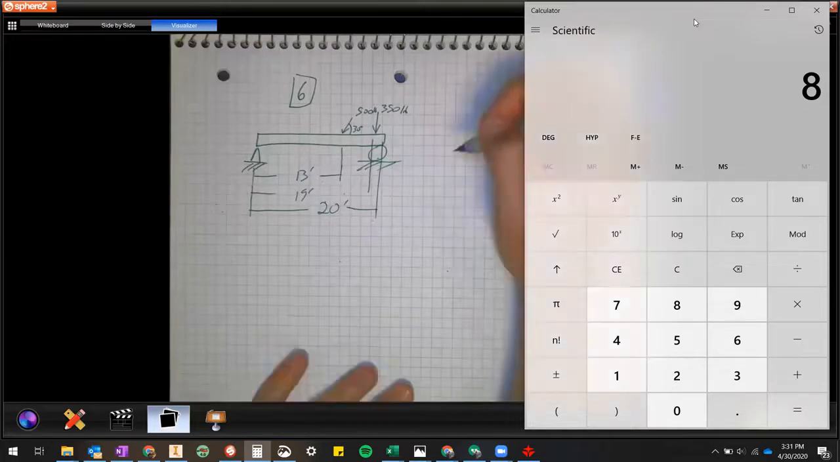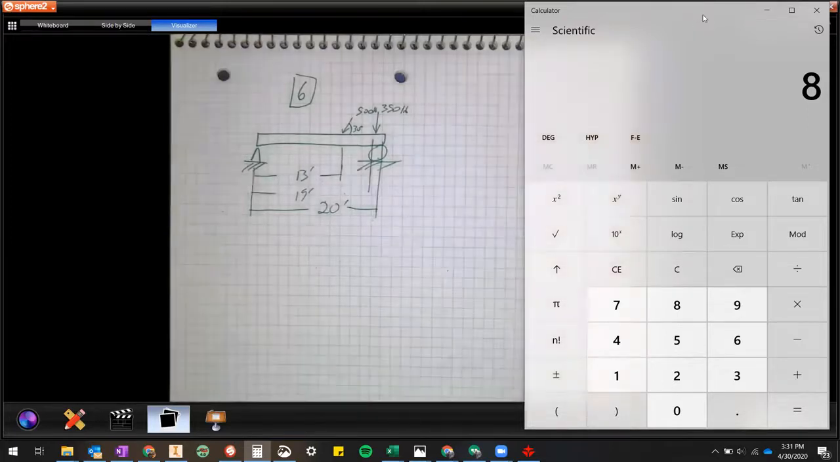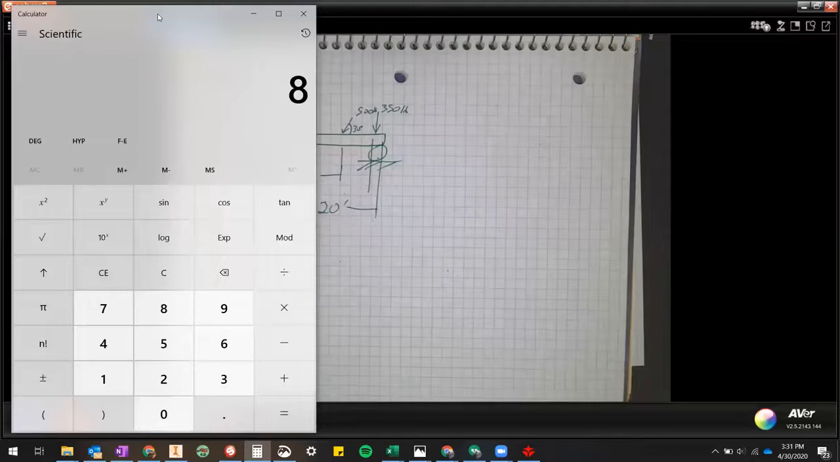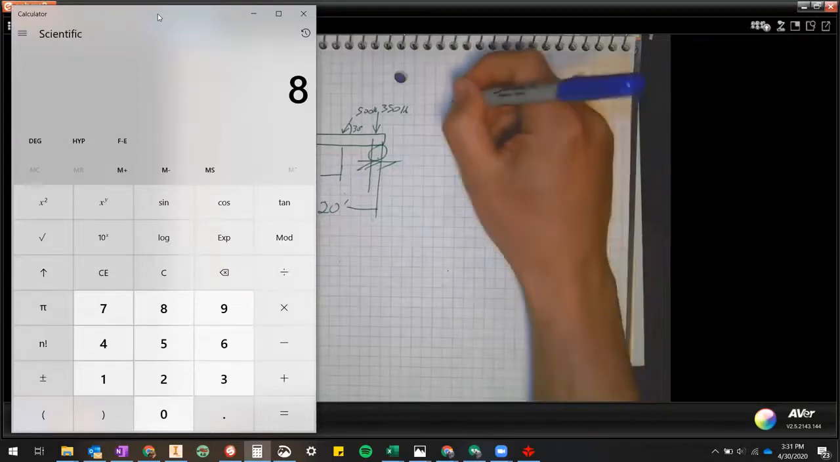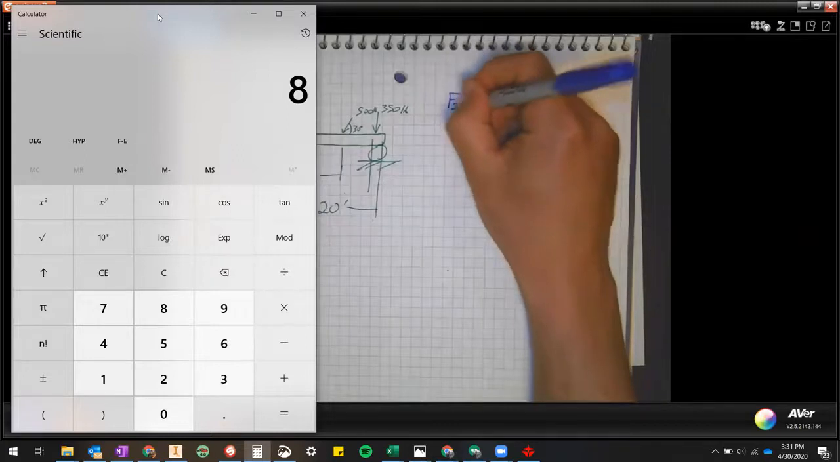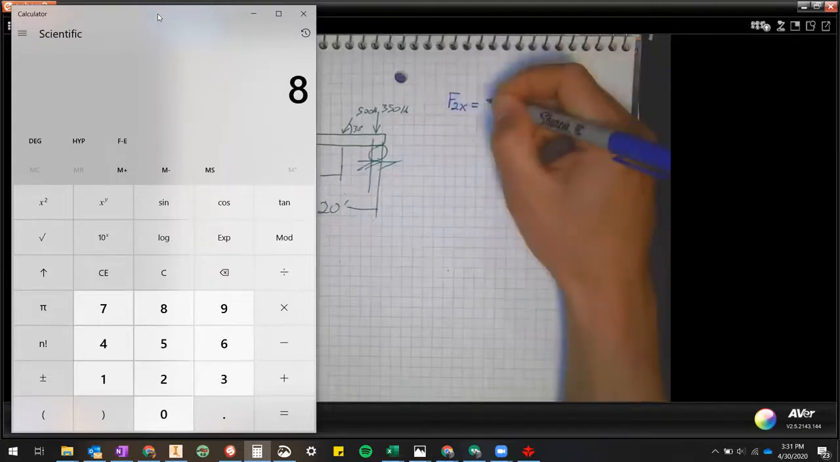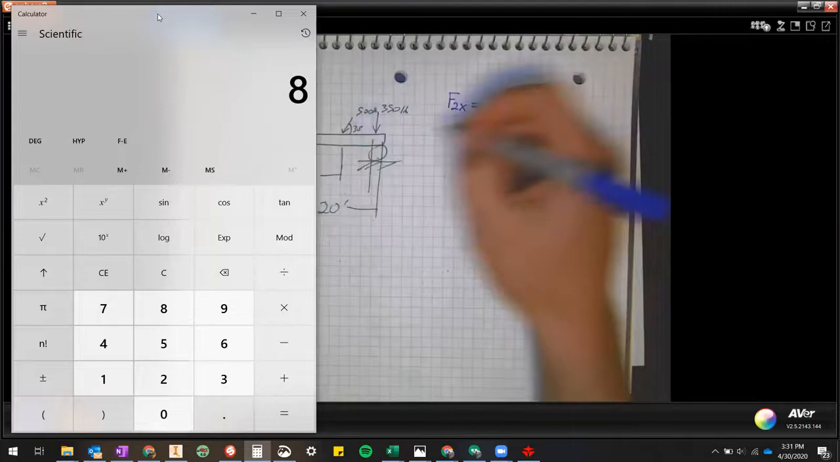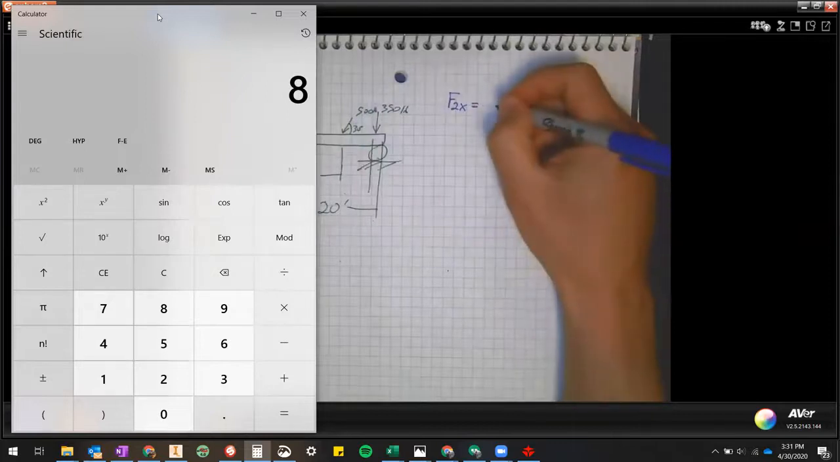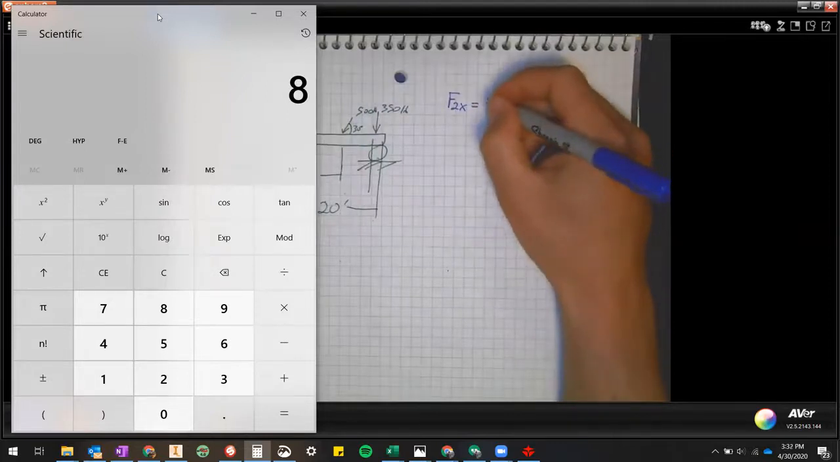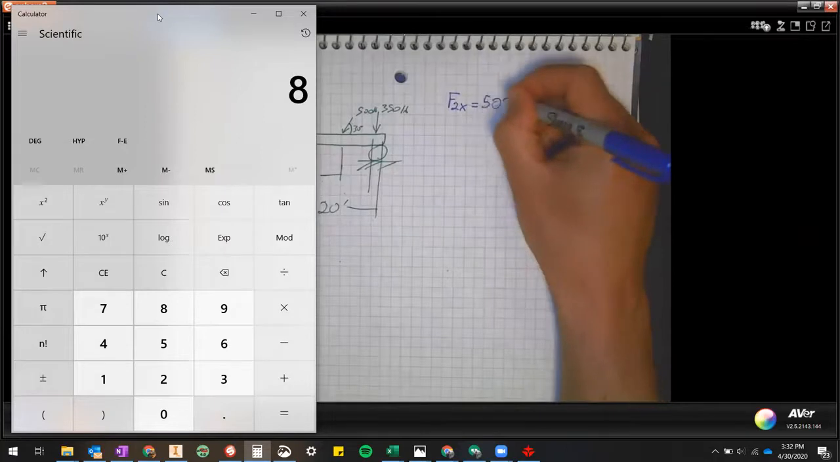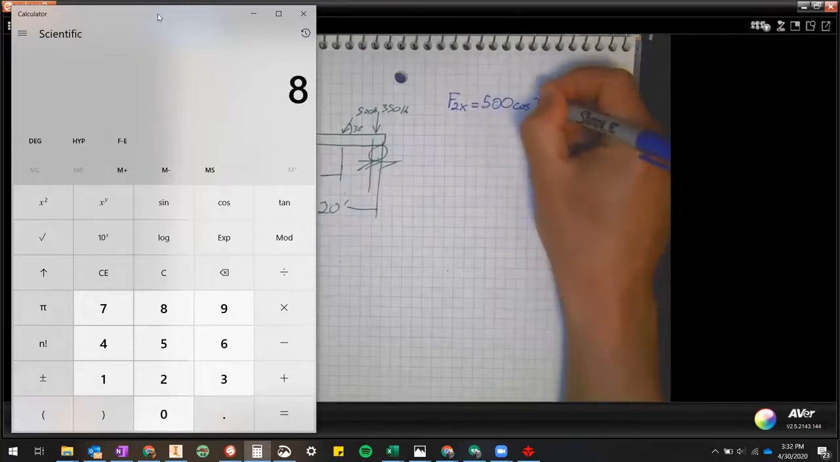Since we're following the trend we've been doing before, I'm going to slide my calculator over here again. Why don't we break that force 2 down. So we'll say F2x, and our x forces just in general, if you've noticed the pattern, is going to be our cosine. So we're going to say 500 cosine 30.